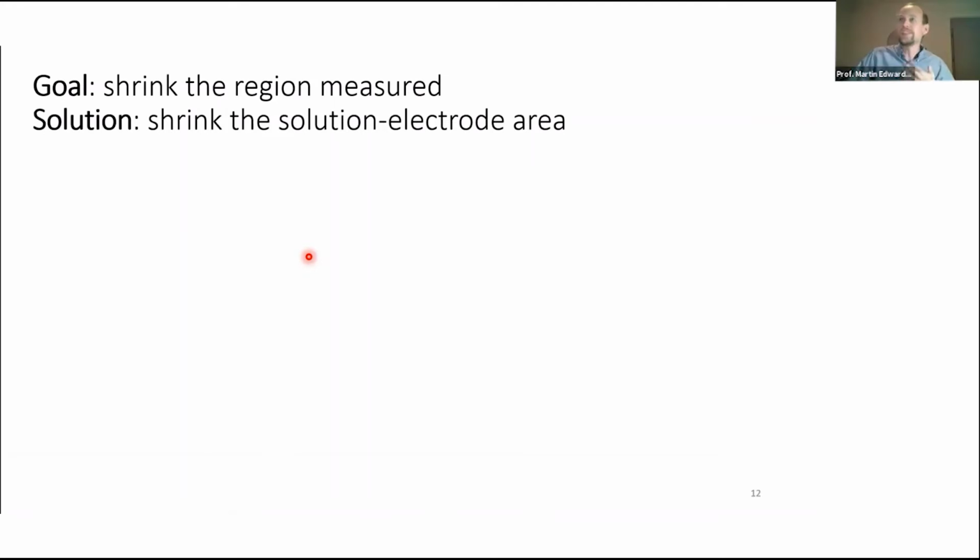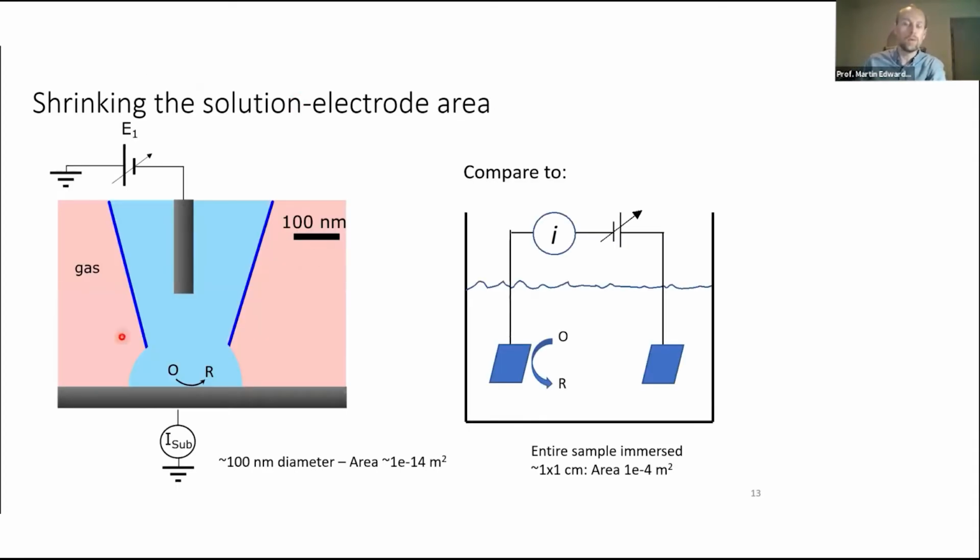And in this case, that to me is going to mean shrinking the area of the electrode that's immersed in the solution. And you will see a few other solutions to this problem later today, and unfortunately I don't have a chance to go into them. And the concept is shown on the left and is really rather simple.